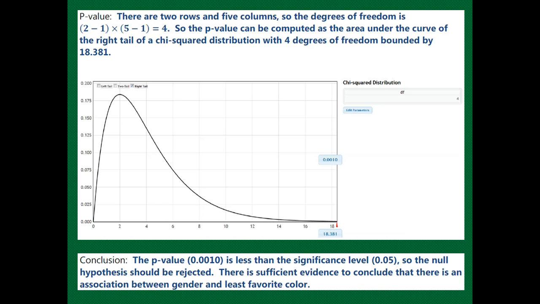So I have right tail selected in the upper left, and then the bound will be the test statistic of 18.381. We're getting a pretty small p-value of 0.001. The conclusion at the bottom, the p-value is less than the significance level, so the null hypothesis should be rejected, which means that there is sufficient evidence to conclude what's in the alternative. Here, that would be that there is an association between the two variables, gender and least favorite color.